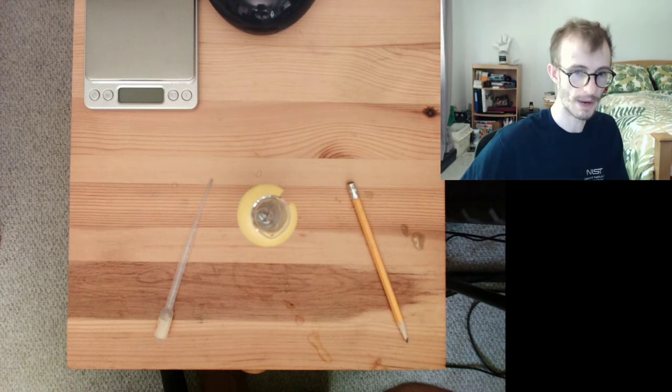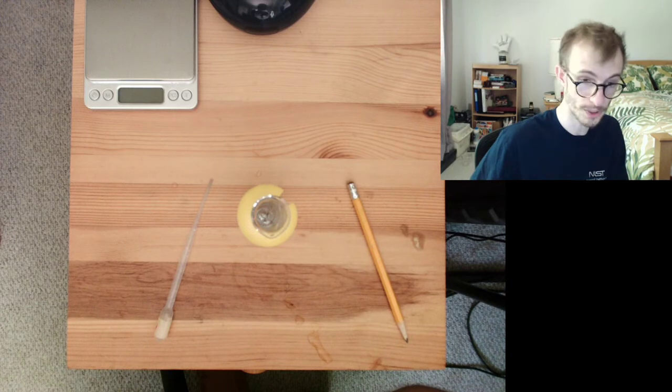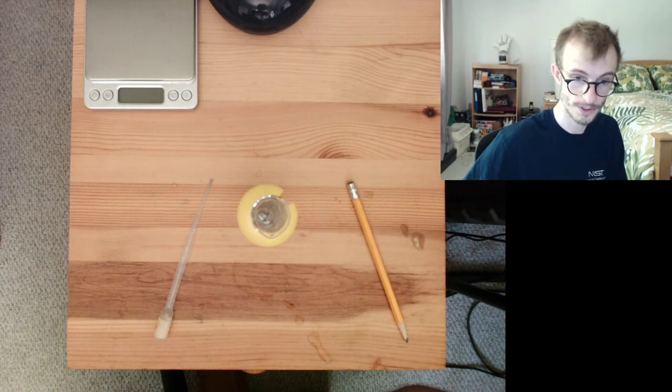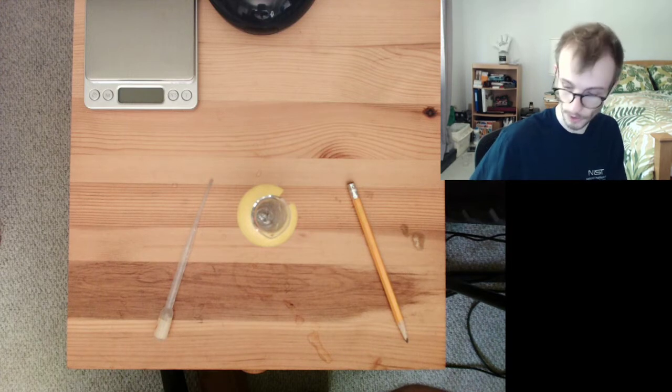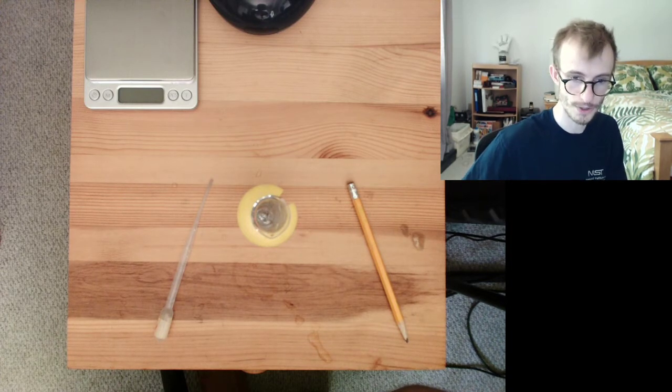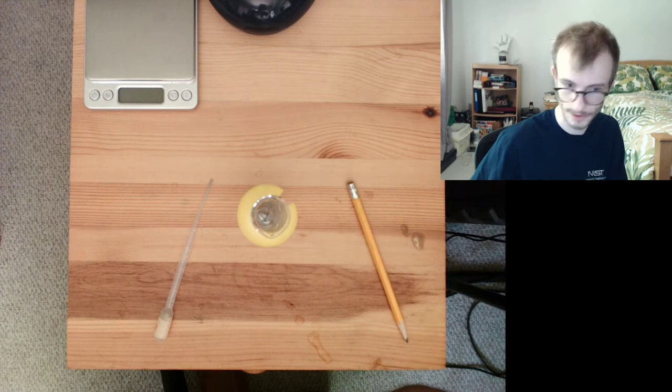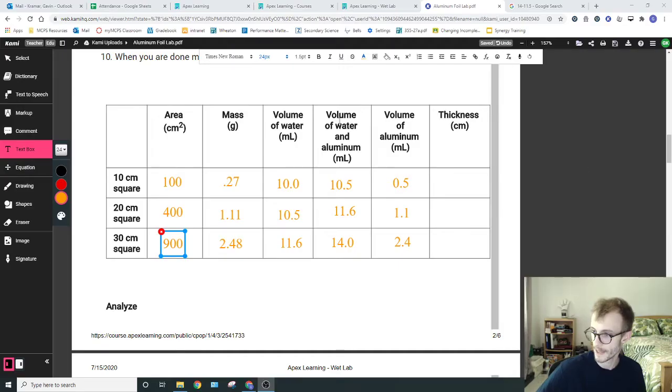Okay, I guess we can go ahead and put these areas in here. I'm not fooling anybody. So 10 times 10 is 100, 20 times 20 is 400, and then 30 times 30 is, of course, 900. And of course, I forgot to show those values as I was doing it.